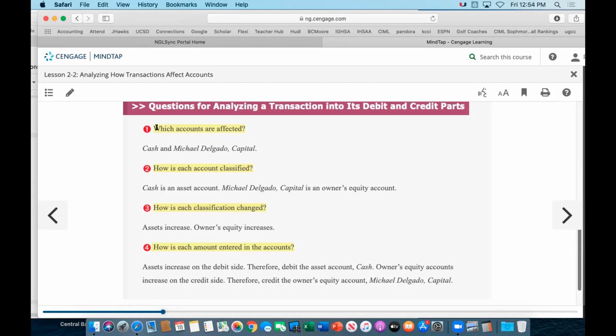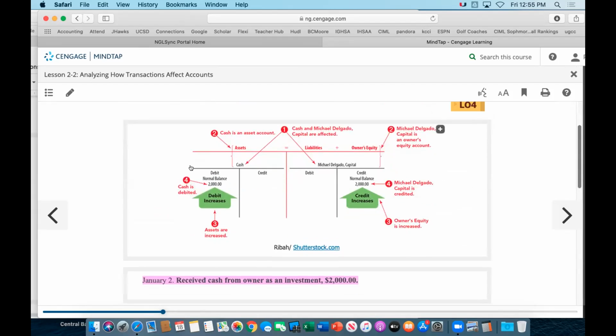This is saying I'm going to do which accounts are affected out of those lists that we have: cash, supplies, all the assets, liabilities, owner's equity. How is each classified? Kind of like what you did in the last problem. How is each being changed? What is being increased? What is being decreased? Vice versa, whatever, okay? And how do you enter the amounts? So that's what this is.